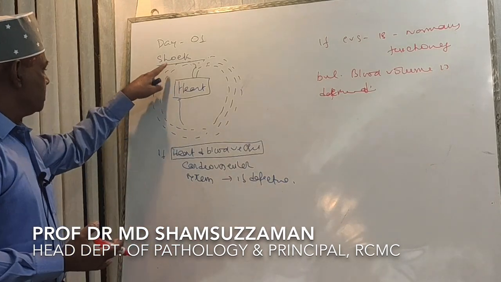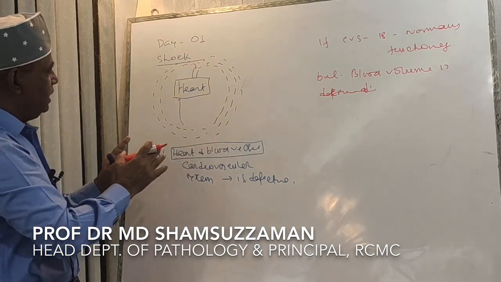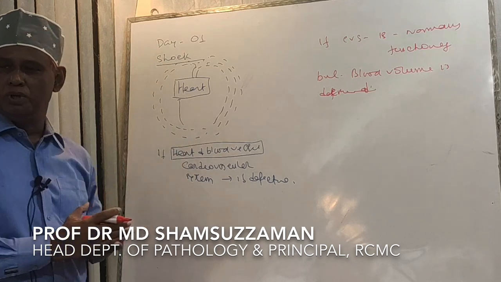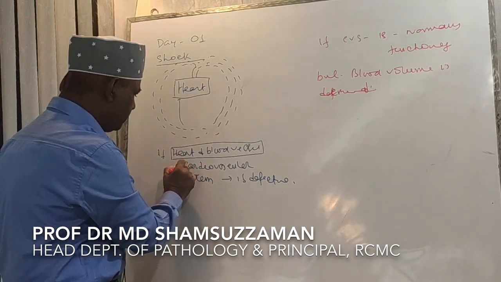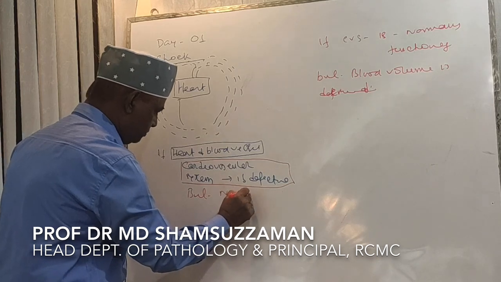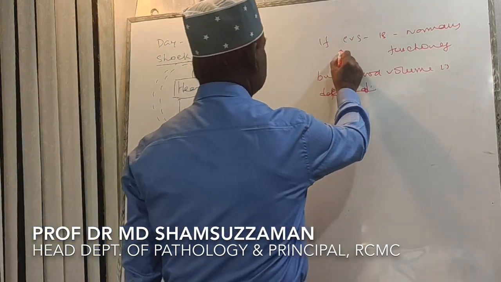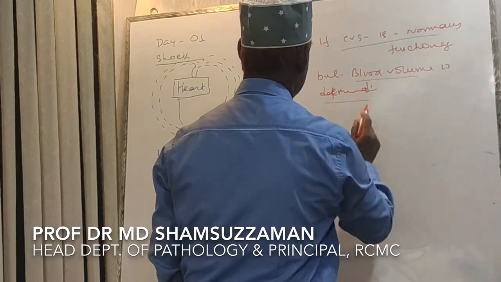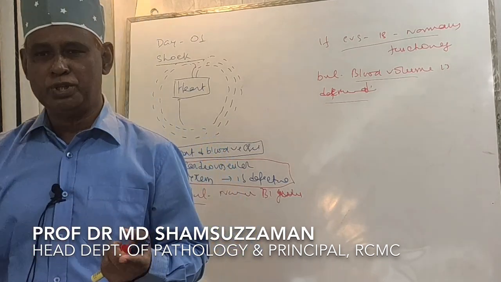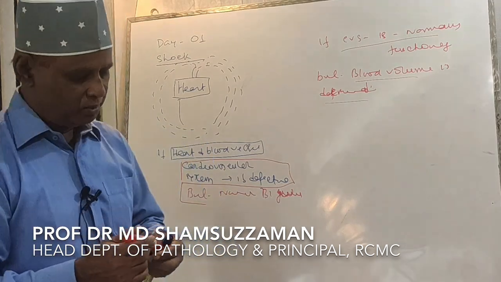Again, suppose this is the heart. It pumps, blood comes out. After circulation throughout the body, blood goes to the heart, then to the lung, again comes to the heart. If there is a defect in the cardiovascular system but normal blood volume, or if the cardiovascular system is functioning normally but blood volume is decreased, then there will be hypoperfusion throughout the body. And if this hypoperfusion threatens life, this is called shock. Now come to what is shock.